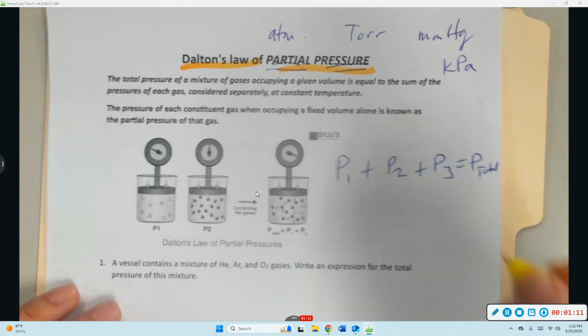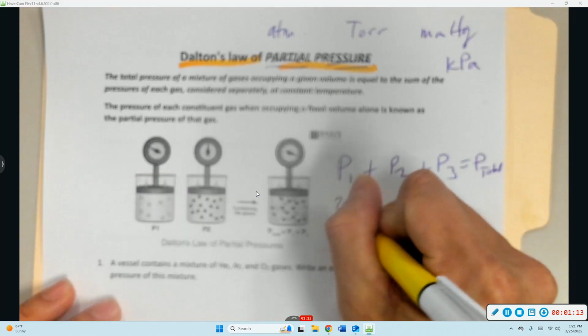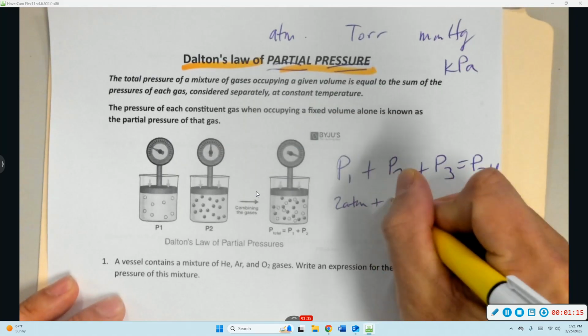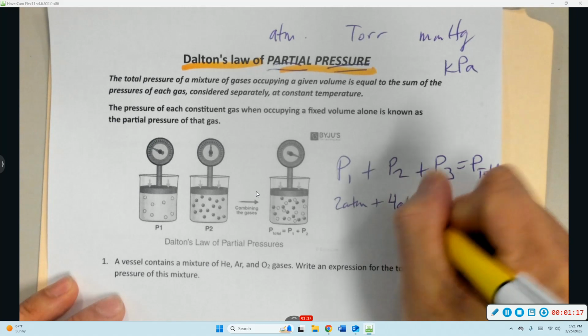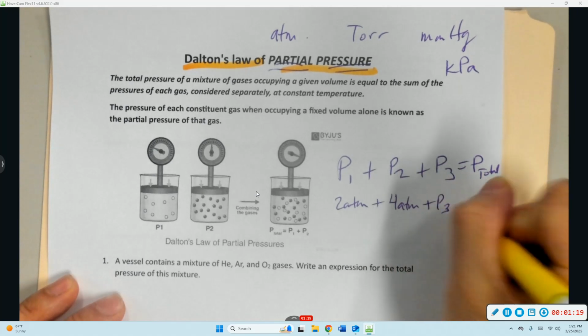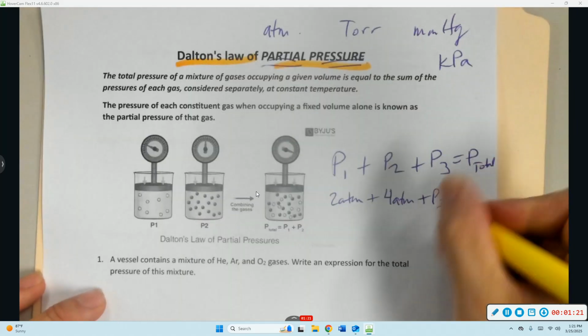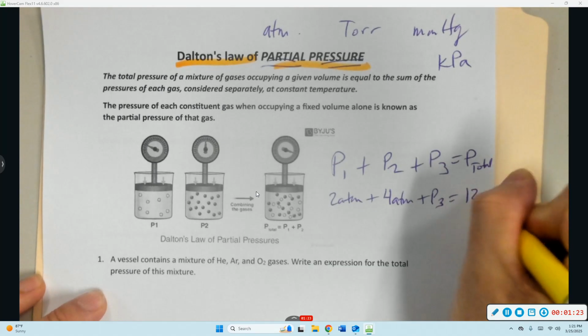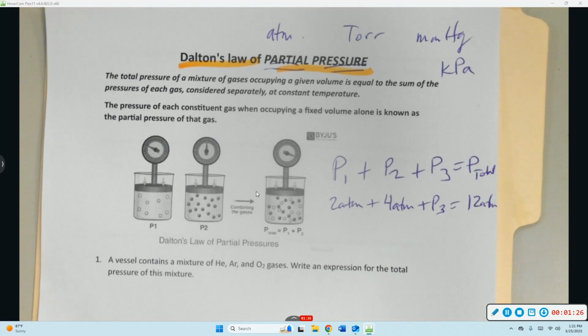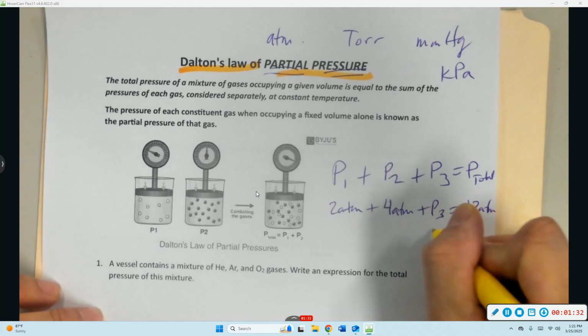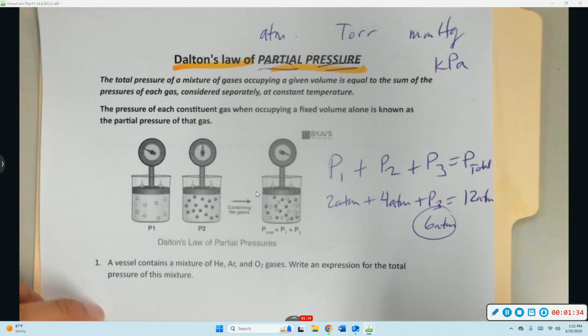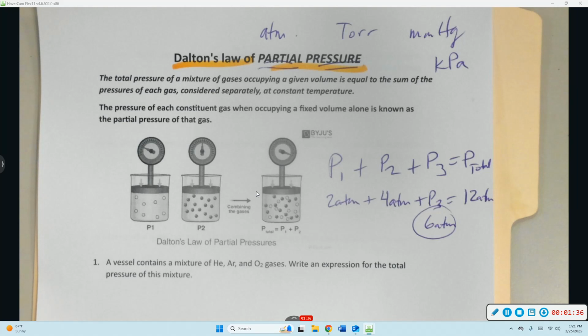You can subtract it. For example, if pressure 1 is 2 atm, pressure 2 is 4 atm, and we don't know pressure 3, but they gave us the total pressure is 12 atm, for example. What's the pressure of gas number 3? So 12, take away 4, take away 2, this should be 6 atm for pressure number 3. So it needs to add up to the total.